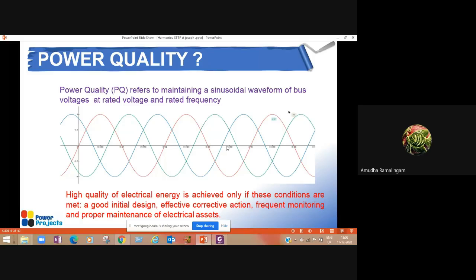That is, we have to maintain three parameters of bus voltages. The first is the rated voltage, so the magnitude of the voltage has to be maintained. Then the rated frequency, which should be maintained. And finally the wave shape, which should be sinusoidal. If these three parameters are maintained for a bus voltage, then we can say the power quality is maintained well, so we have very good power quality. But if any of these parameters is not maintained, or is deviating or fluctuating, then we can say the power quality is not ensured, and we may face poor power quality. So power quality is maintaining a sinusoidal waveform of bus voltages at its rated voltage and rated frequency.